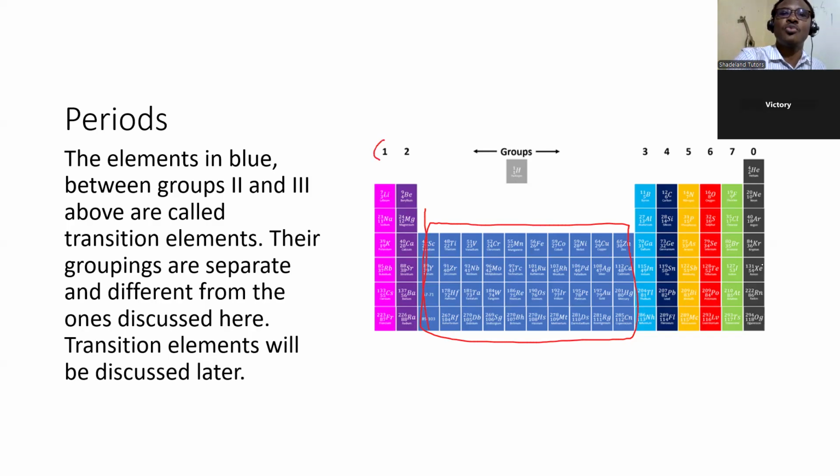That's why you see that there's group 1 here, there's group 2 here. Then we jumped all that region to get to group 3, 4, 5, 6, 7, and 0. Is that clear? So their groupings are separate and different from the ones discussed here. Transition elements will be discussed much later. You're going to do transition elements most likely in SS3. But if you stay with us, we'll probably finish SS3 work before the end of your SS2. Okay, so let's look at this now.